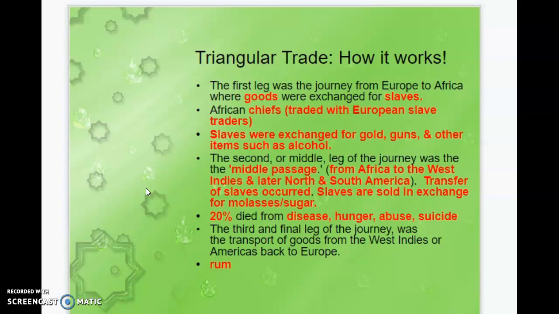We know that this Middle Passage of triangular trade was the most difficult. 20% of Africans died on this particular journey from disease, because on those ships we know disease would spread very, very quickly. There was often starvation because sometimes, again, there's not enough food on those ships to feed everyone, and those ships may end up being out in the ocean longer than expected, so food may run out.